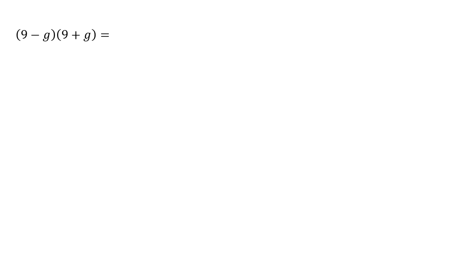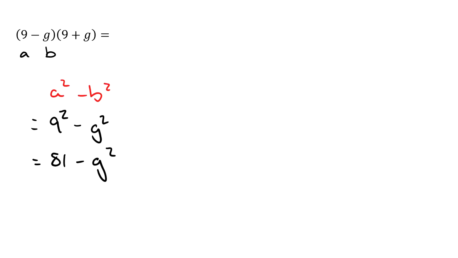So we'll do one more here. This time we have a minus at the front. Makes no difference, still the same thing. This is my a, this is my b. We know we're going to end up with a squared minus b squared. So we end up with 9 squared minus g squared. So 81 take away g squared. Again, you could use your arrows to expand it that way.